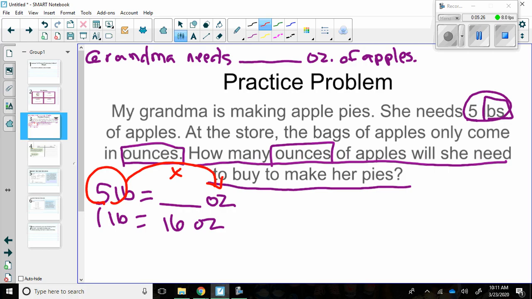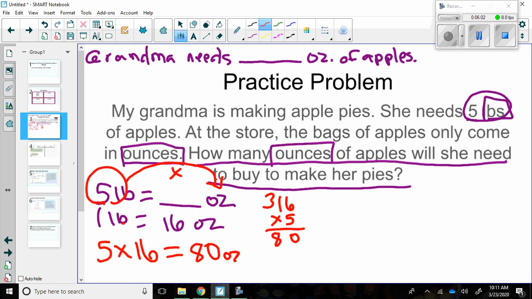So if I have 5 pounds, I want to multiply that by 16 ounces, because 1 pound equals 16 ounces, and I have 5 of those. So I'm going to solve 16 times 5. 6 times 5 is 30. 1 times 5 is 5, plus 3 is 8. So my answer is that 5 pounds equal 80 ounces.